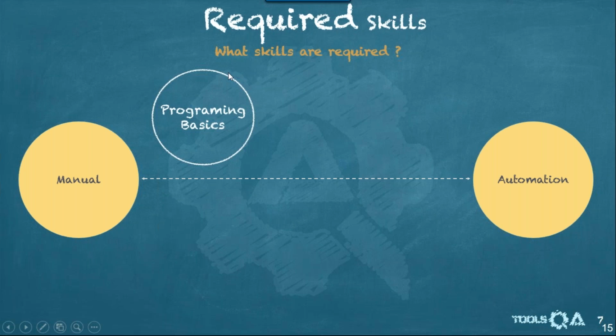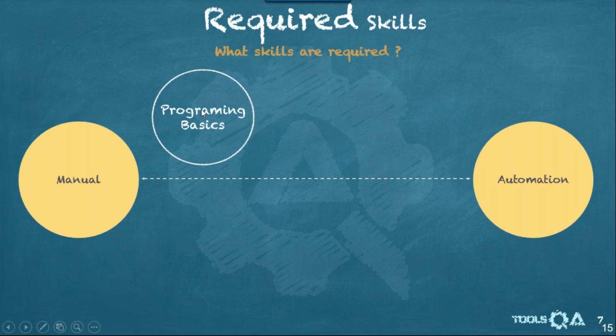And if you don't have a clear path to reach from point A, which is manual, to point B, which is automation, then you will get lost. You will get wound up in the complexities of the different aspects of programming that you will have to learn. So if you don't have a clear path, it's very hard for you to learn. So in this slide, we will talk about what is the clear path that can lead you from a manual tester to an automation tester.